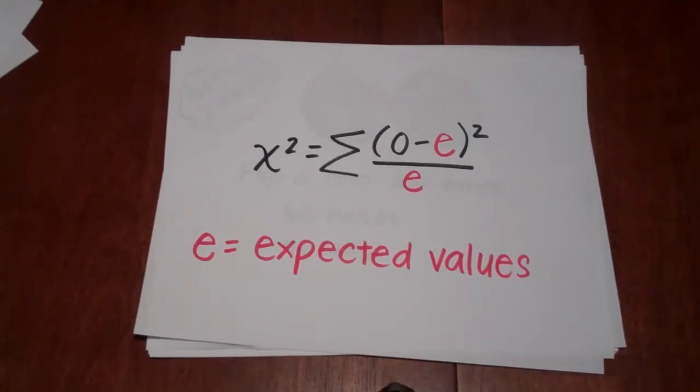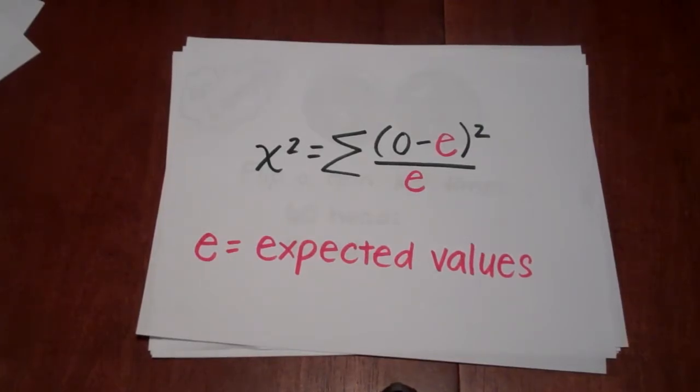Then the E value is the expected values for your data. In an experiment, you can figure out your expected values before you start. The chi-squared test lets you compare these expected values to the observed values.